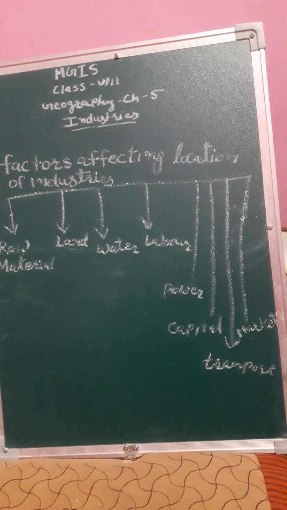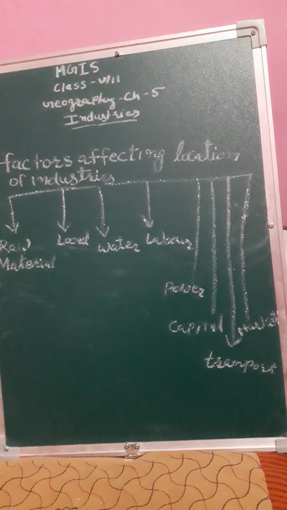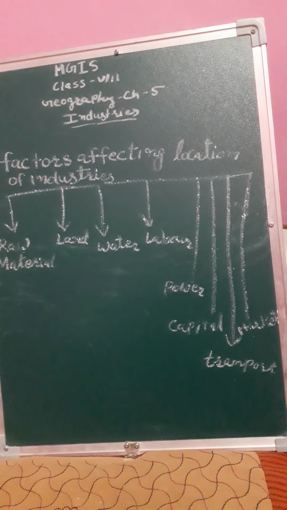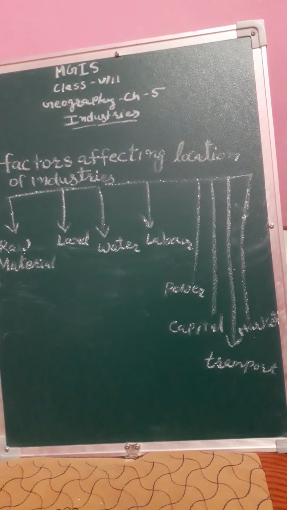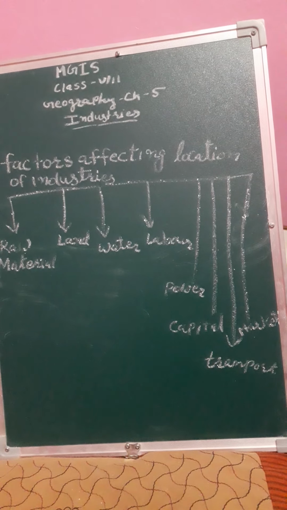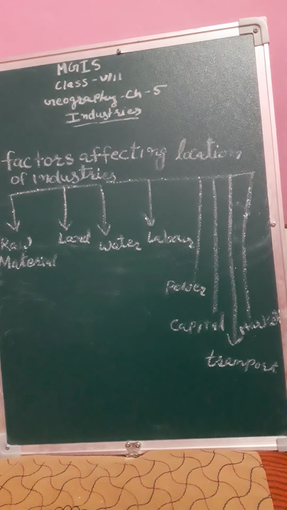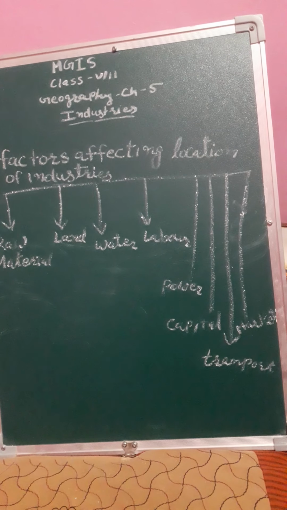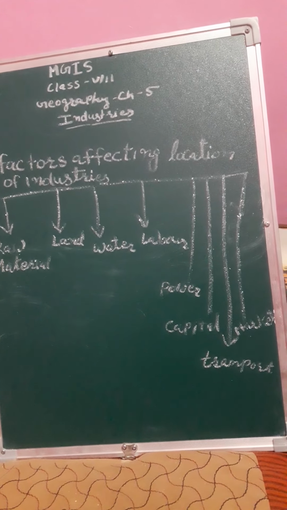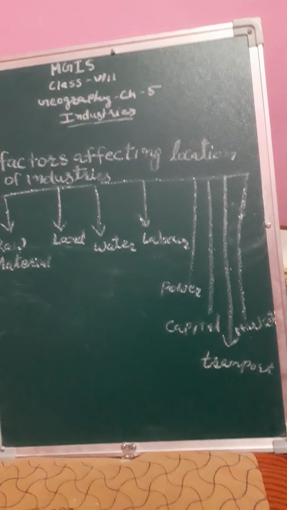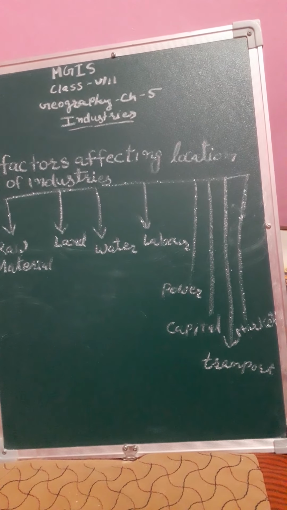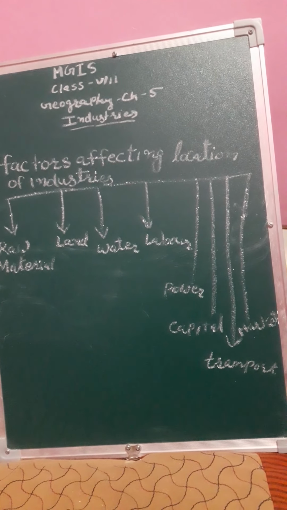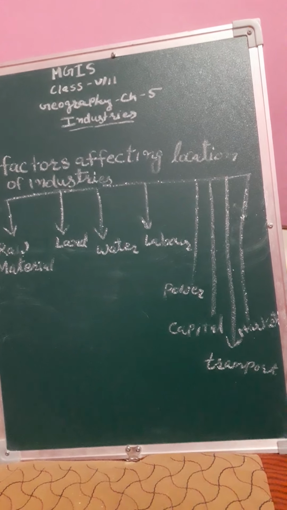Next factor, transport. Transport by land or water is necessary for the assembly of raw materials and for the marketing of the finished product. The development of railways in India connecting the port town with hinterland determined the location of many industries around Kolkata, Mumbai and Chennai. Next factor, market. The entire process of manufacturing is useless until the finished goods reach the market.